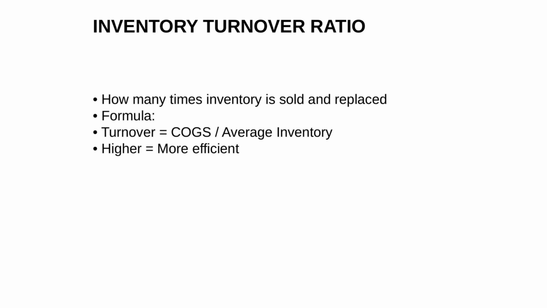Inventory turnover ratio measures how many times inventory is sold and replaced over a period. The formula is cost of goods sold divided by average inventory. In general, higher turnover indicates more efficient inventory management, but extremely high turnover can also be a warning sign if inventory is too lean and stockouts are frequent. Low turnover may signal overstocking, slow-moving items, or obsolescence risk.